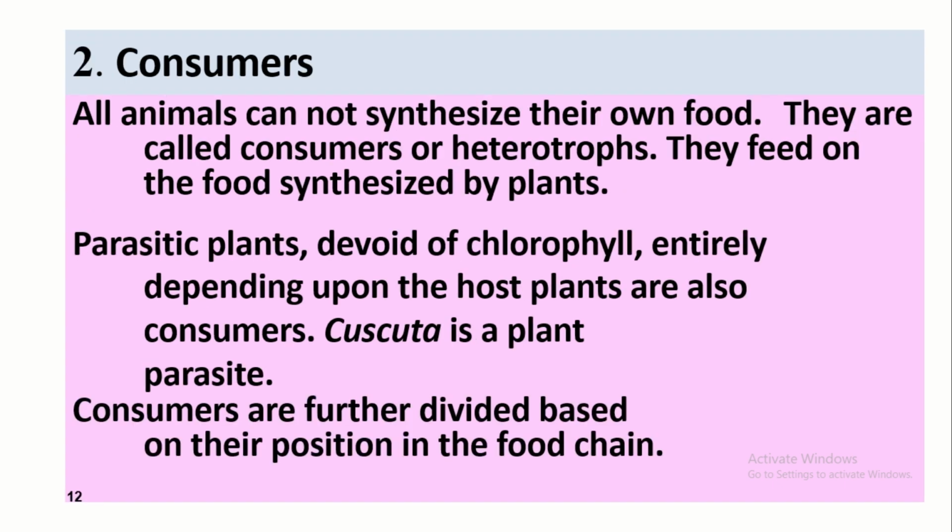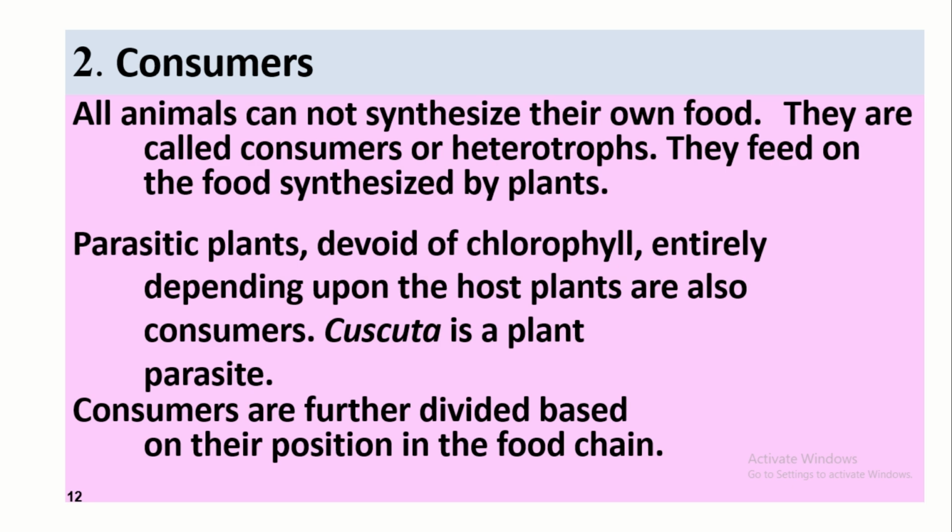Consumers, as the name says, are the organisms in an ecosystem which keep on consuming the prepared food material. They cannot synthesize their food. They are called consumers, heterotrophs. They feed on food synthesized by plants. Parasitic plants, devoid of chlorophyll, entirely depend upon the host plants, and are also consumers. Cuscuta is one such example.